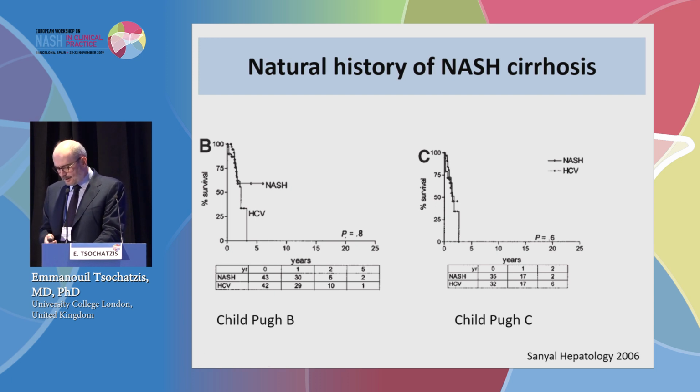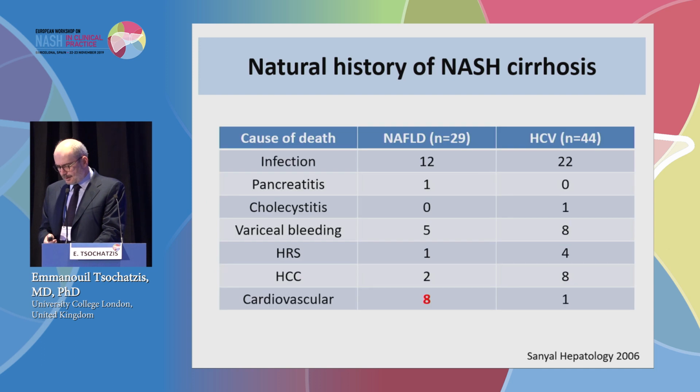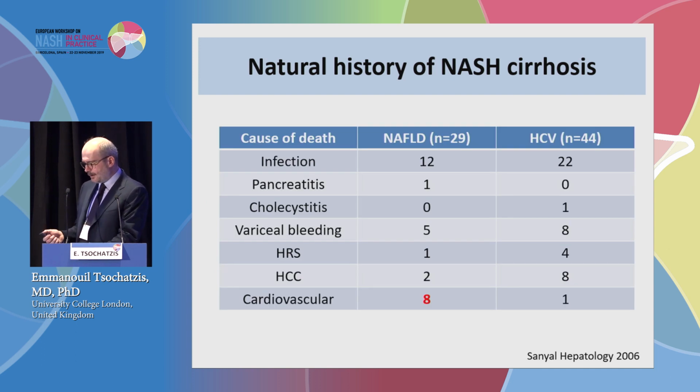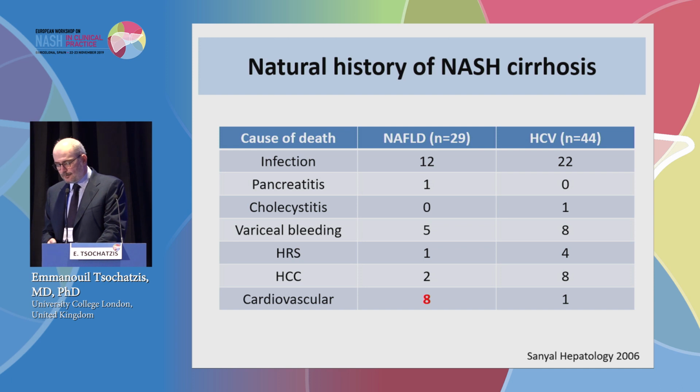What I found very interesting in this paper is, again, the cause of death. You can see that of the 29 deaths in the cirrhotic group of NAFLD, 8 were cardiovascular. So even in this group, a quarter of the deaths were cardiovascular. And this is very, very important when we are treating these patients.